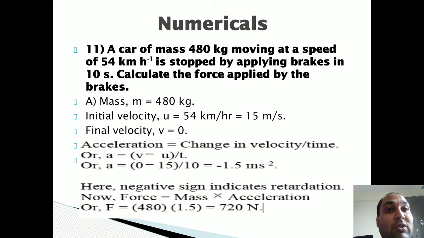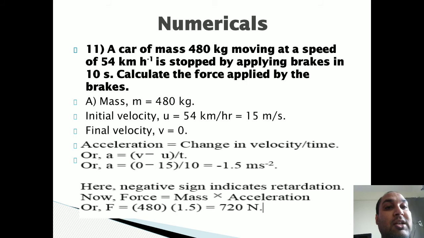54 km per hour is the initial speed, and it is stopped by applying brakes. Means v over here will be equal to 0. Final velocity is equal to 0. Initial velocity is 54 km per hour. You have to convert 54 km per hour into meter per second by multiplying by 5 upon 18. After multiplying, you will be getting the answer as 15 meter per second.